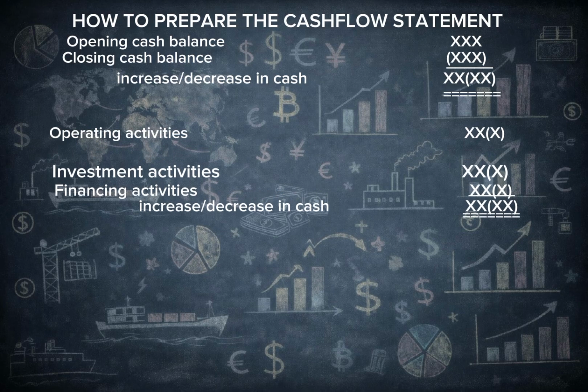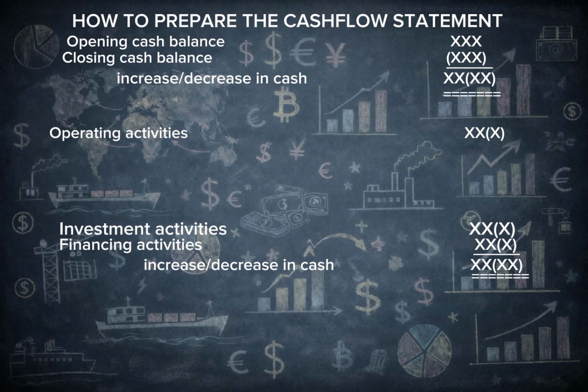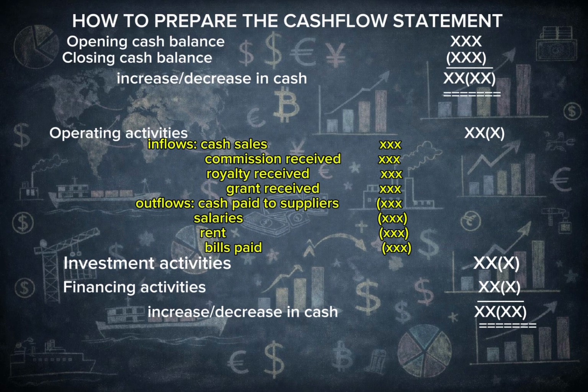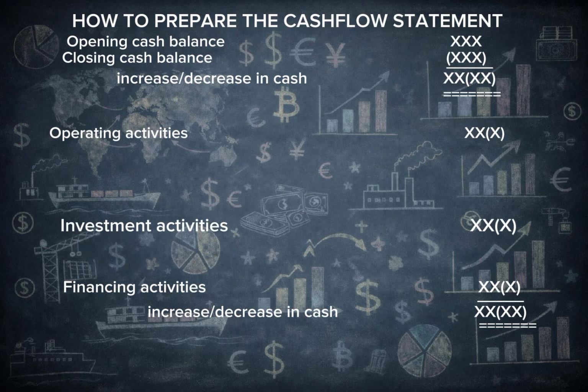Examples of cash inflows from operating activities include receipts from customers, commission received, royalty received, and grants received. Examples of outflows from operating activities include cash paid to suppliers, rent paid, bills paid, office expenses, tax, and so on. Moving on to investment activities.